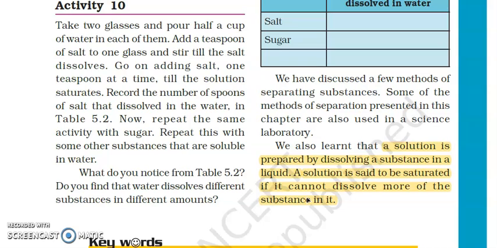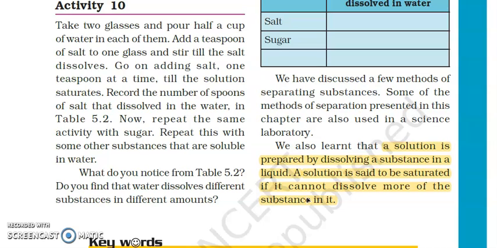Now the different methods of separation we have studied in this chapter are: first is hand picking, which is based on the particle size, when the particles are larger in size. Then second is threshing, to separate grains from the stalk. Third is winnowing, which is based on the principle that the two particles which are being separated have different weights.